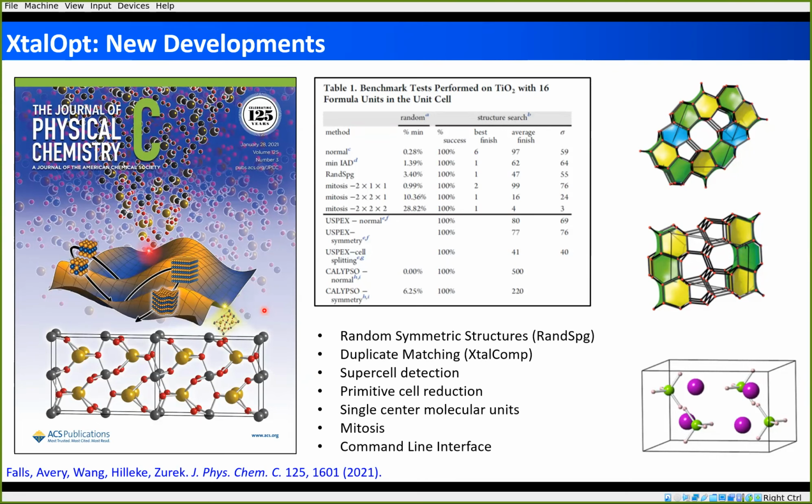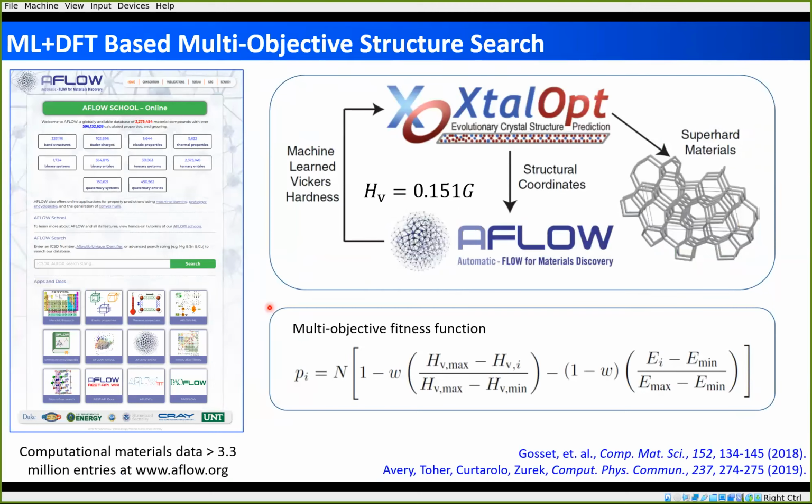But it's much better than where we were, like I said, 10 years ago. Another thing that we have employed within XTLOPT is the idea of a multi-objective search. So in the multi-objective search, you don't want to optimize only a single objective, i.e. the energy or the enthalpy, but we would like to minimize or maximize, in some cases, multiple objectives.